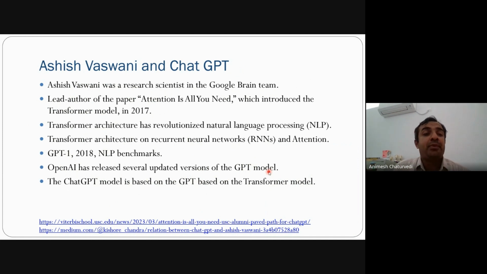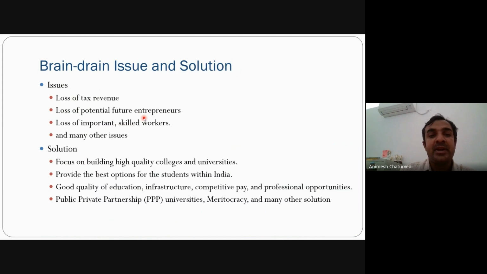which was proposed by the lead author, Ashish Vaswani, and there are almost 90,000 plus citations for his paper, Attention is All You Need, which was published just 6 or 7 years back in 2017. So in 6 or 7 years he got 90,000 plus citations on a single paper. Then there came ChatGPT and all.